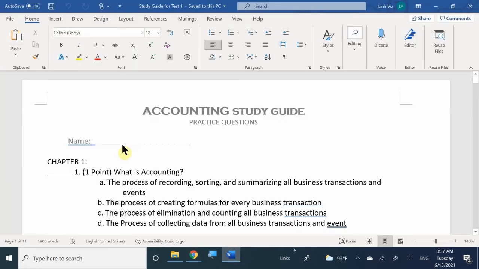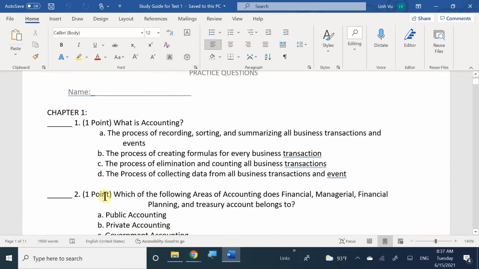So here, let's go ahead and answer the questions, okay? So this is going to be similar to what I could ask you on the exam. They will obviously not be word for word, but it's just the general idea of testing on what you actually know. So for the first one, what is accounting? Letter A, okay? It's the process of recording, sorting, and summarizing all business transactions, okay?